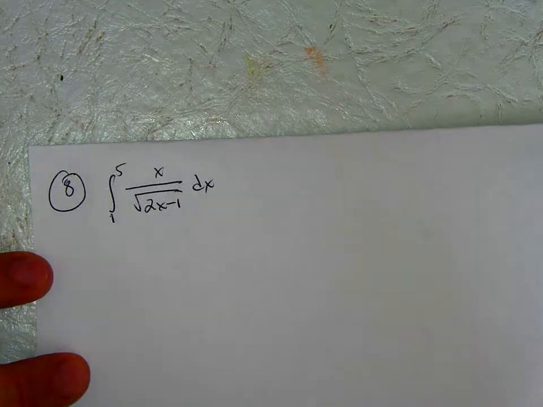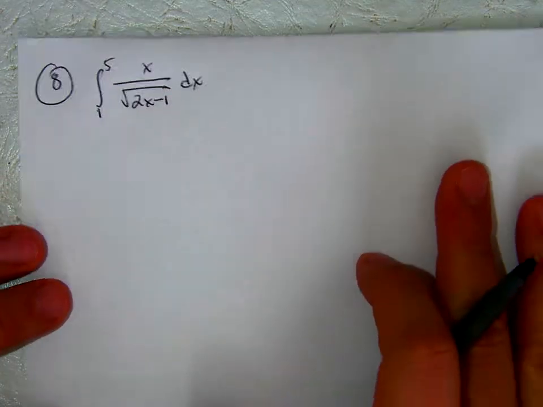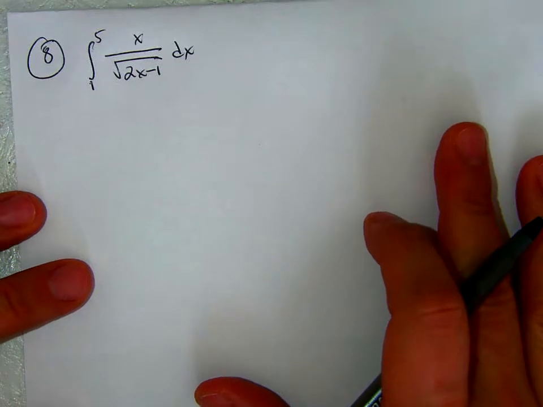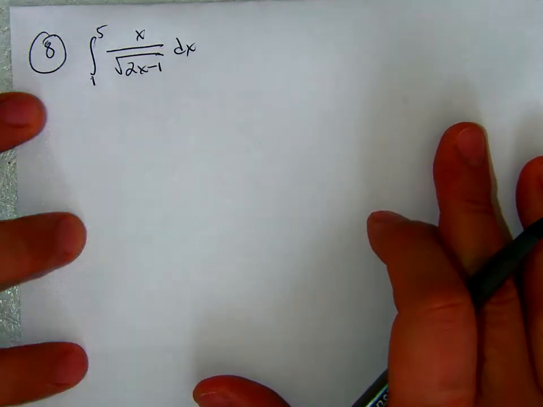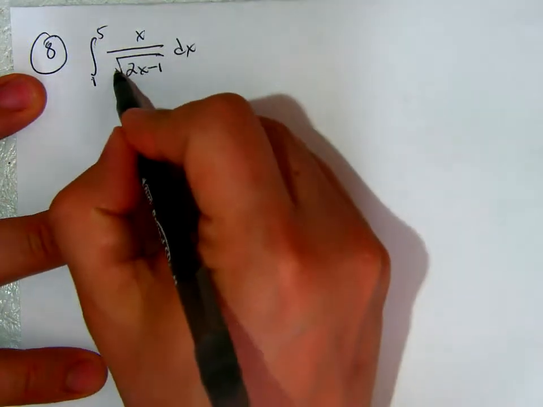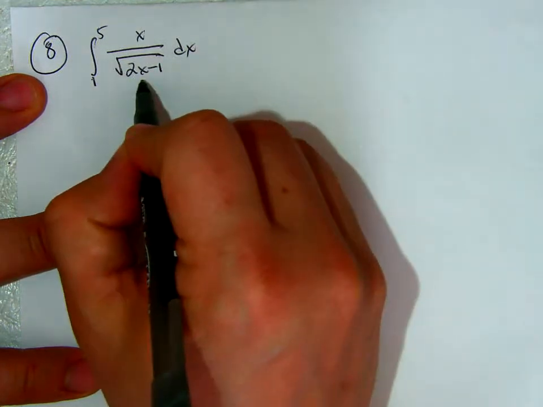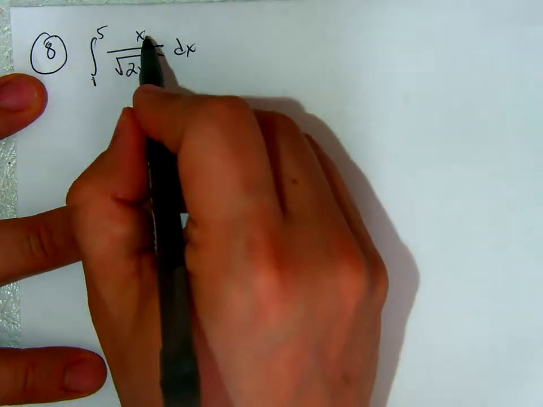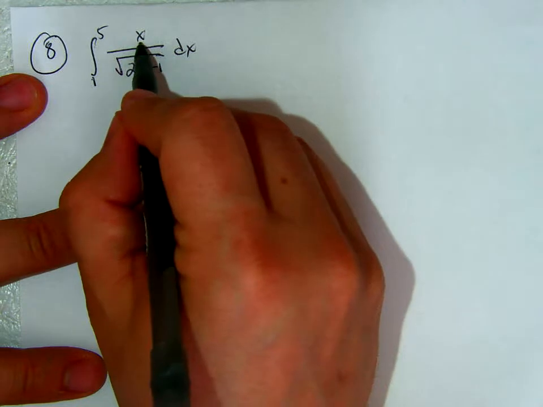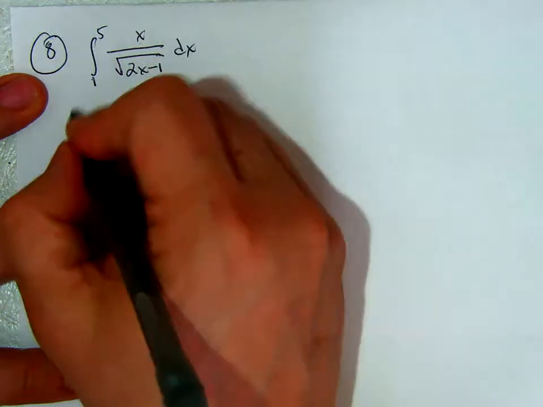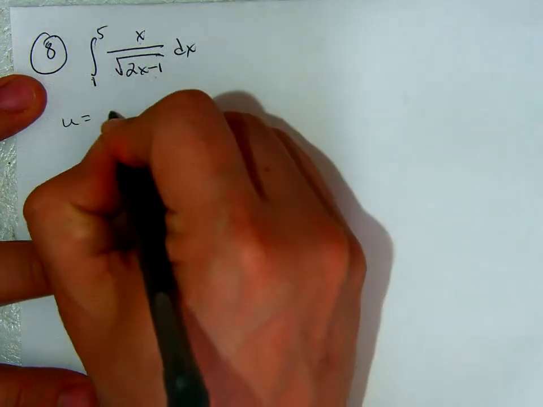Let's try number 8 here. This is the integral from 1 to 5 of x over square root of 2x minus 1 dx. Again, we see in this case our inner function 2x minus 1 is the same degree as our outside function, which is x. So we're going to do things a little differently, but we start the same way.